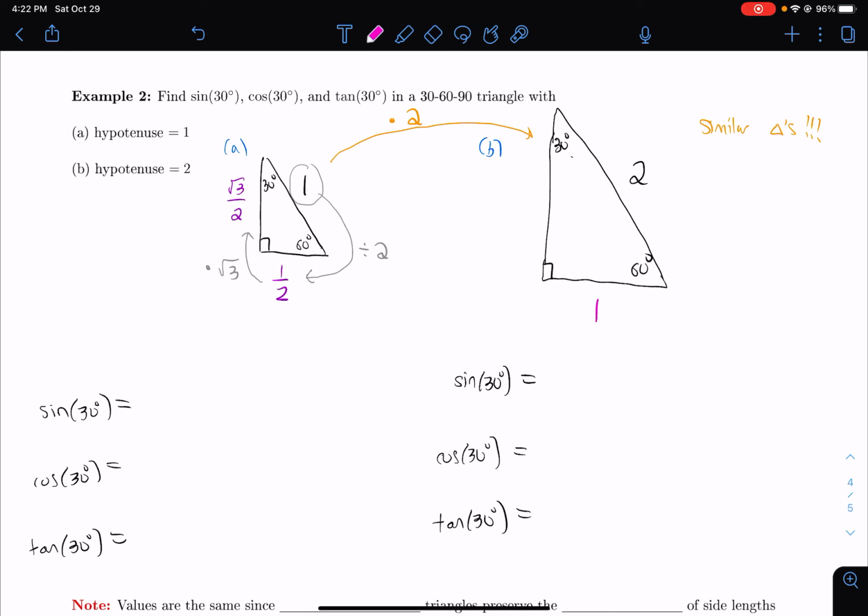Okay, now let me do the same thing for this √3/2. I have to double that. If I multiply that by 2, it would cancel the 2 in the denominator, and it would just give me √3. Nice. So if I multiply all the side lengths in the small triangle by 2, I get the side lengths we have in this big triangle. Awesome. We got to do that because the triangles were similar. Okay, so now I have all the side lengths in both of these triangles.